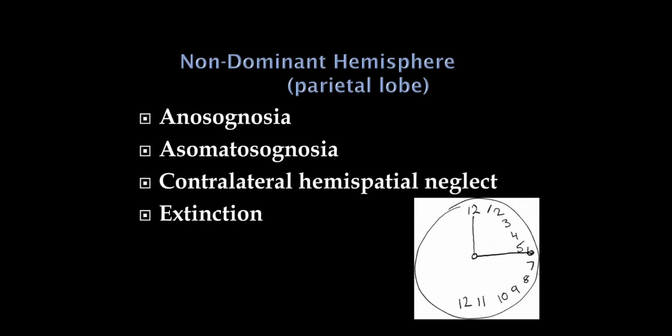Now, if we have a non-dominant hemisphere stroke, this again looks just like a middle cerebral artery stroke. They have contralateral hemiplegia and all of that. But the parietal lobe lesion here gives these unique findings. Anosognosia is denial of illness. So these patients come in with left hemiplegia, and you ask them what brought you to the hospital, and they aren't aware that they can't move the left side of their body.